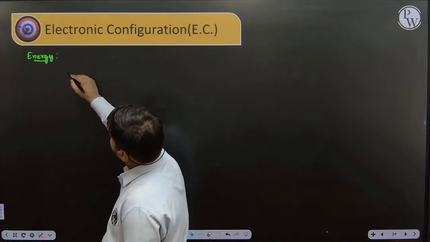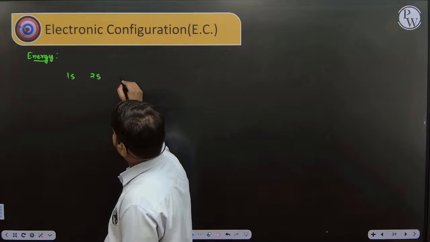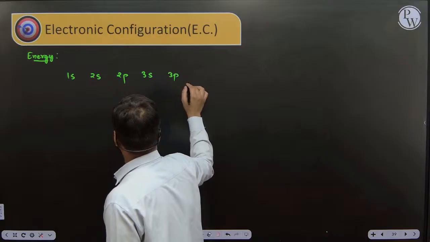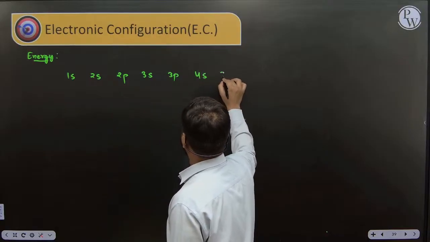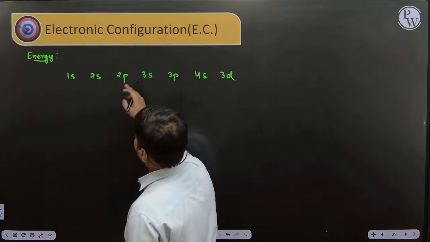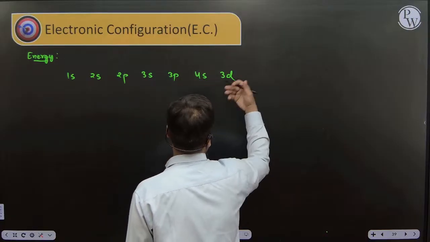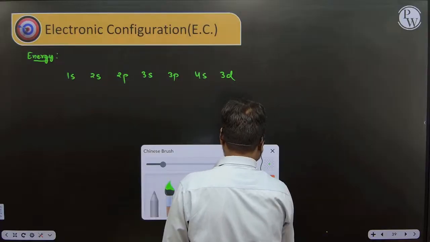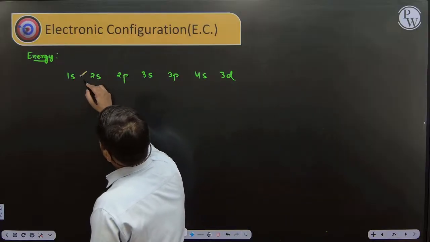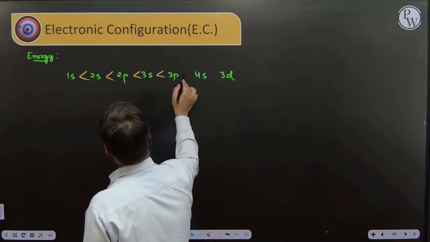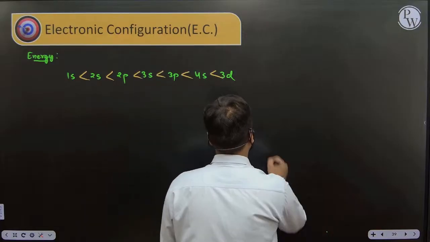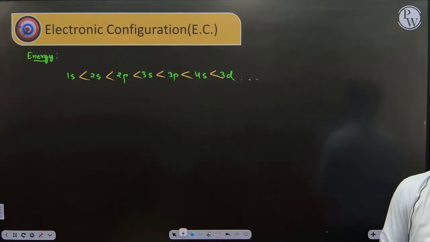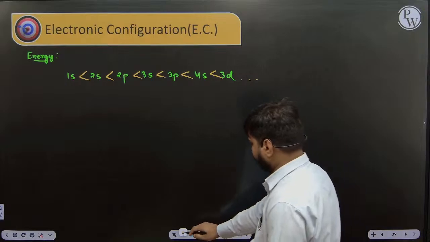So we are having 1s, 2s, 2p, 3s, 3p, 4s, 3d, 4p, 5s, 4d, 5p, and so on. So here you will be having the increasing order of energy. In this increasing order of energy, we are going to fill the electrons.